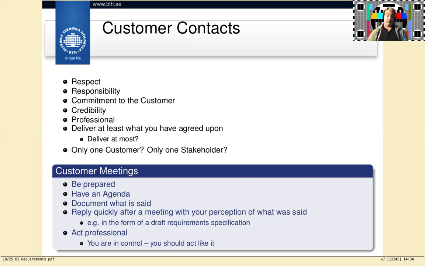Make sure that you document what is said. Ask for permission to record it if you are unsure if you're able to write down things as they are said.